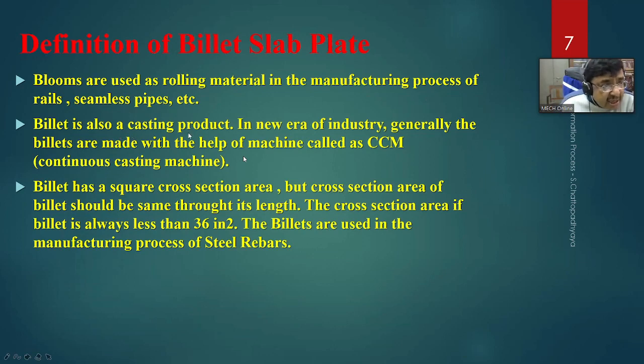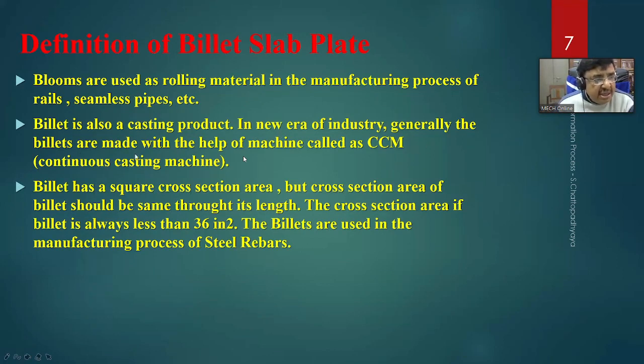Billet is also a casting product. It comes out of a casting. That is why I have already told you casting is not a near net shape manufacturing process. There will be some dimensional distortions and irregularities. But in the form of billet, no problem, because we'll roll it out, and rolling will take care of all those final dimensions. Clear? So billet is a casting product.